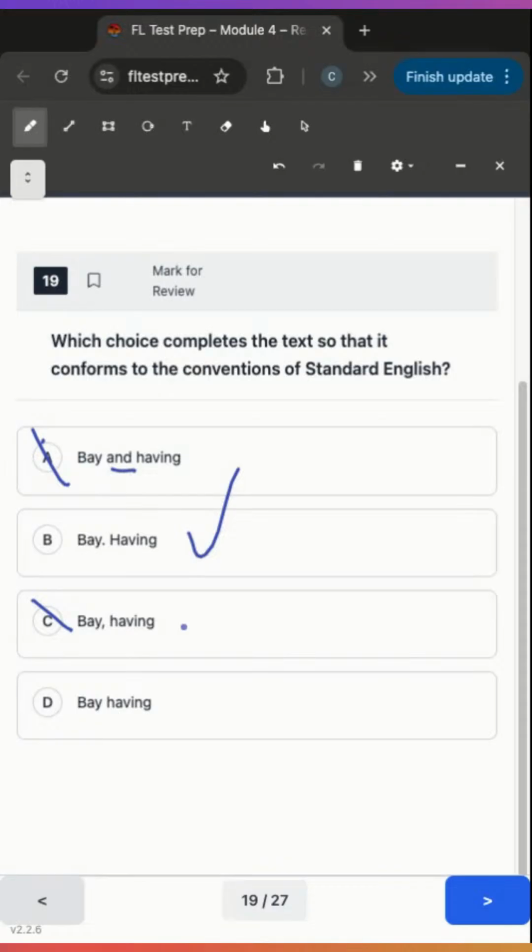And then D, no punctuation at all. Well, you definitely need punctuation to separate two full sentences. So D is going to be incorrect, and B is going to be the correct answer for this question.